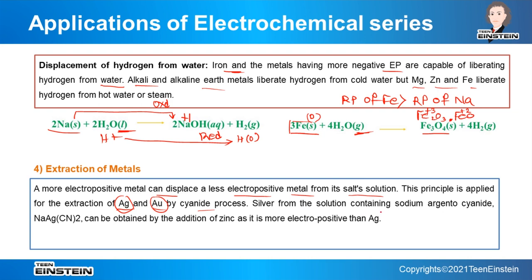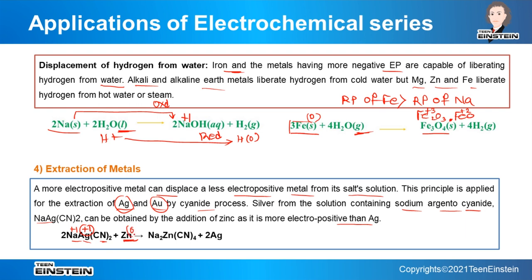So silver from the solution containing sodium argentocyanide, that is this one, NaAg(CN)2, can be obtained by the addition of zinc, because zinc is more electropositive than silver. Here the reducing agent is Zn, and Ag is already in +1 state. Because cyano is -1, so 2 cyano means -2. And how is it balanced? Because for the metals there is +1 state. So silver is in +1 state and it has a high tendency to accept electrons from Zn.